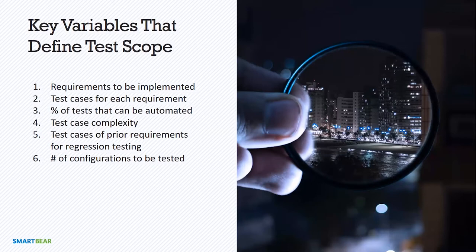Also, test case complexity. You could create an automated test in a matter of minutes or hours, but some tests are highly complex and can take weeks as well. Then test cases of prior requirements for regression testing. When you are investing in automation testing, you also want to account for what regression tests you should automate to ensure application stability with every new build. And then also the number of configurations to be tested. Do you participate in parallel testing? And is that an ROI variable that you want to include? Of course, this isn't an exhaustive list of all variables you need to keep in mind. We had someone observe, what about the time it takes to analyze the test results for your automation?